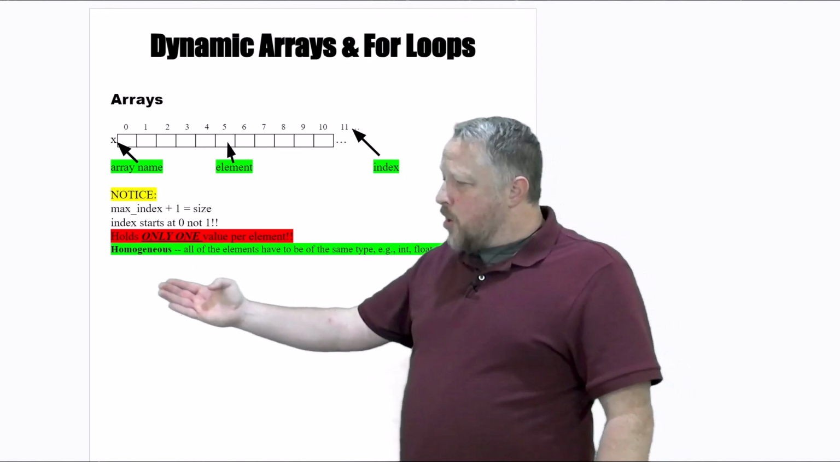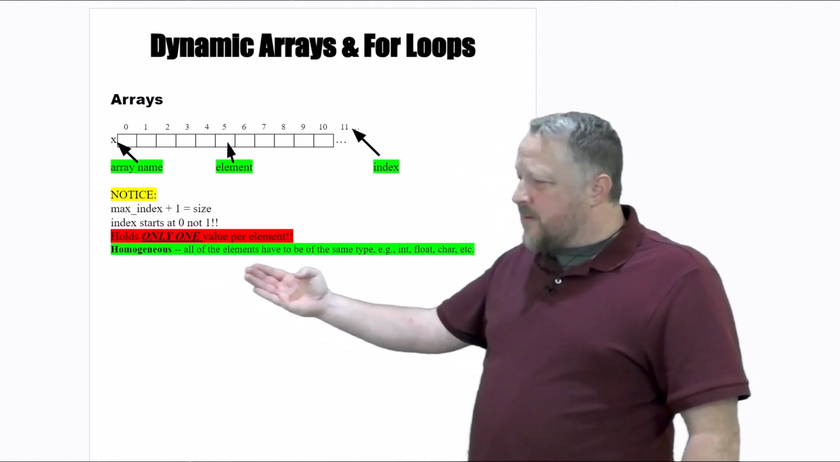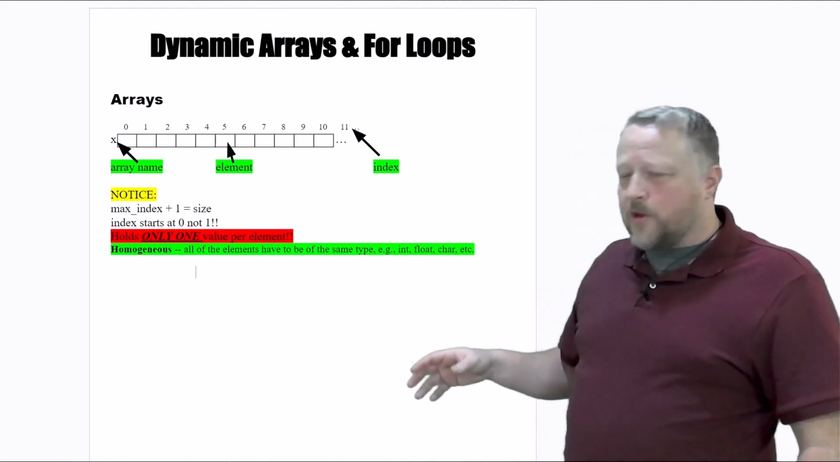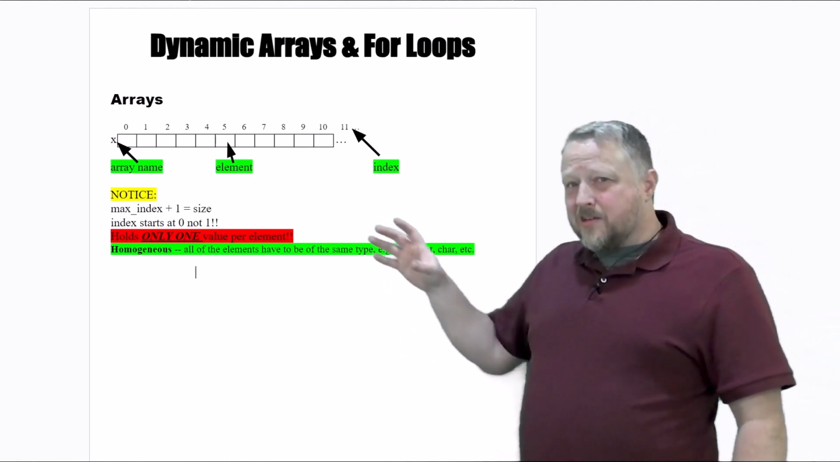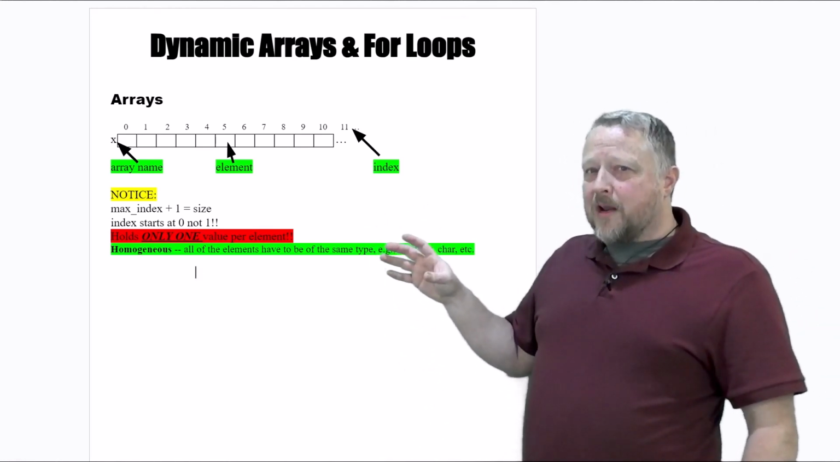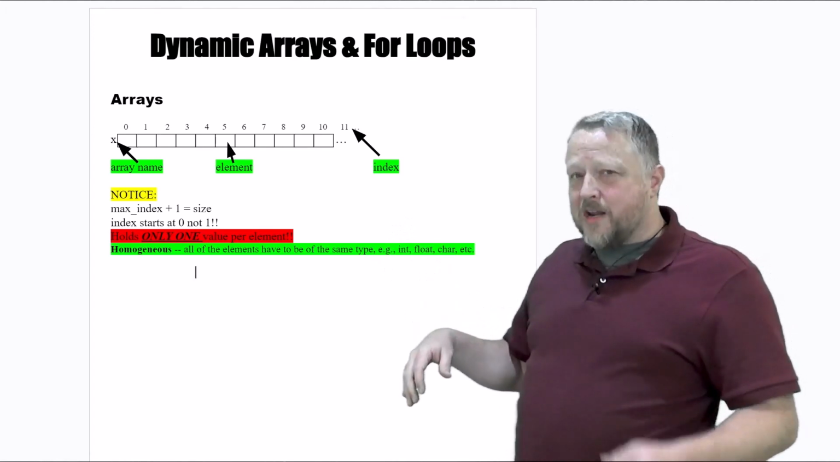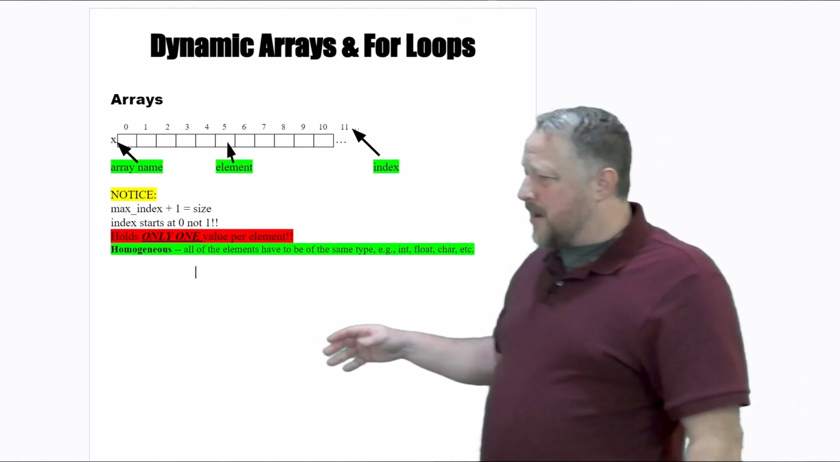It's also homogeneous, meaning that all of the elements have to be of the same type. They're either all integers, all floats. Now, by the way, this is not always consistent in other programming languages that you may have experienced before or just gotten into, Python or something of that nature. So be very careful about that.